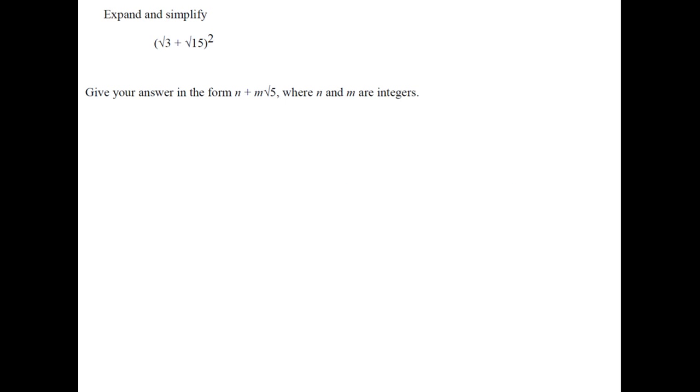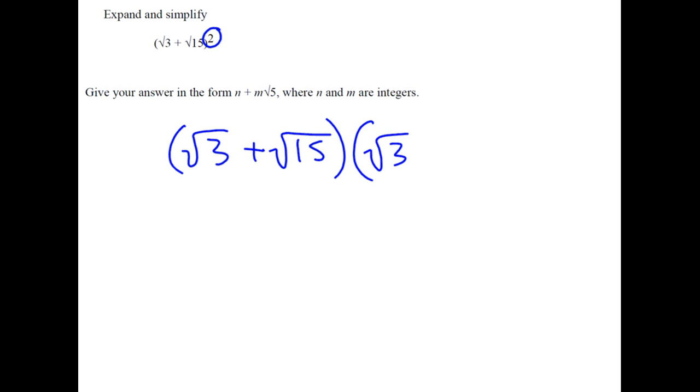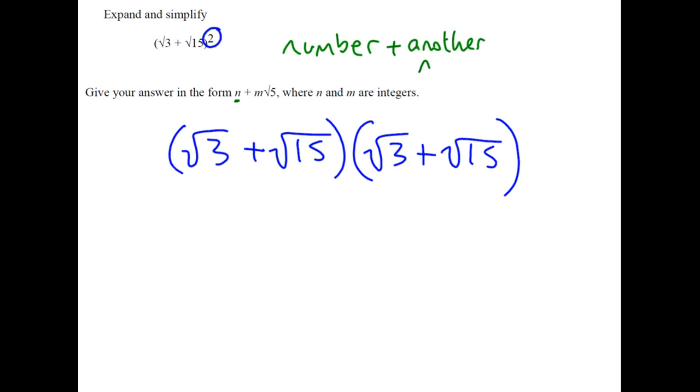Right, next one. Expand and simplify. Root 3 plus root 15 squared. That means times by itself. So I'm going to do another bracket because it's a whole thing times by itself. Okay? Give your answer in the form a number plus another number times by root 5. Okay, integers just means whole numbers. So if you don't get a whole number, something has gone wrong.